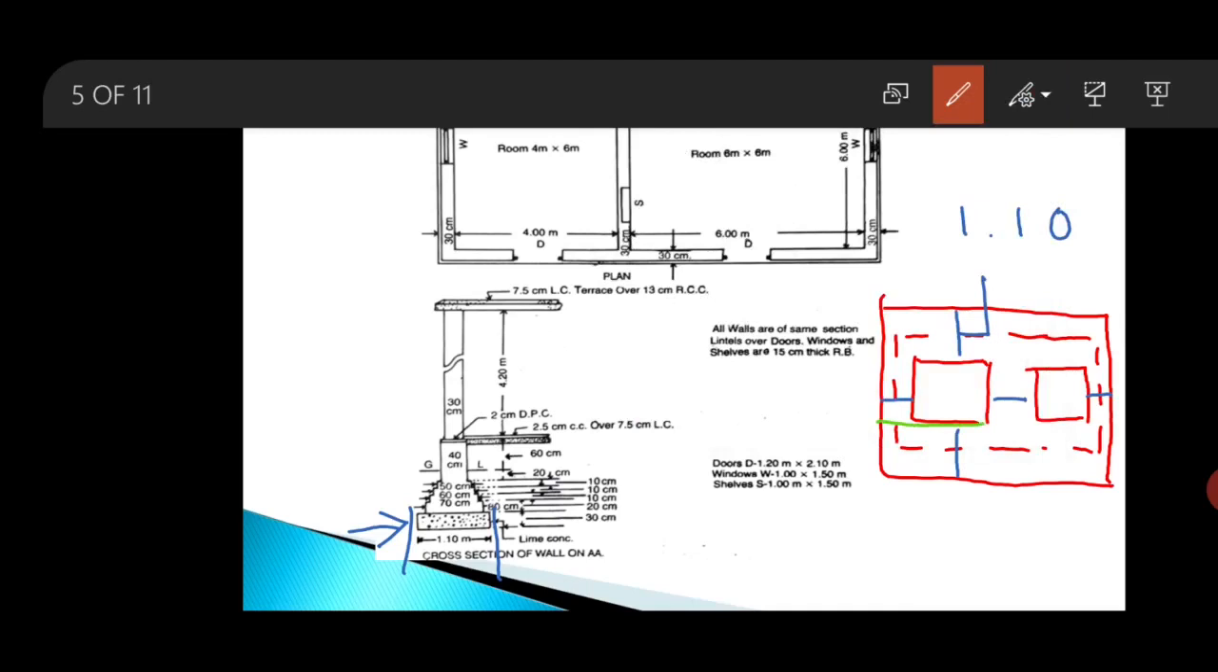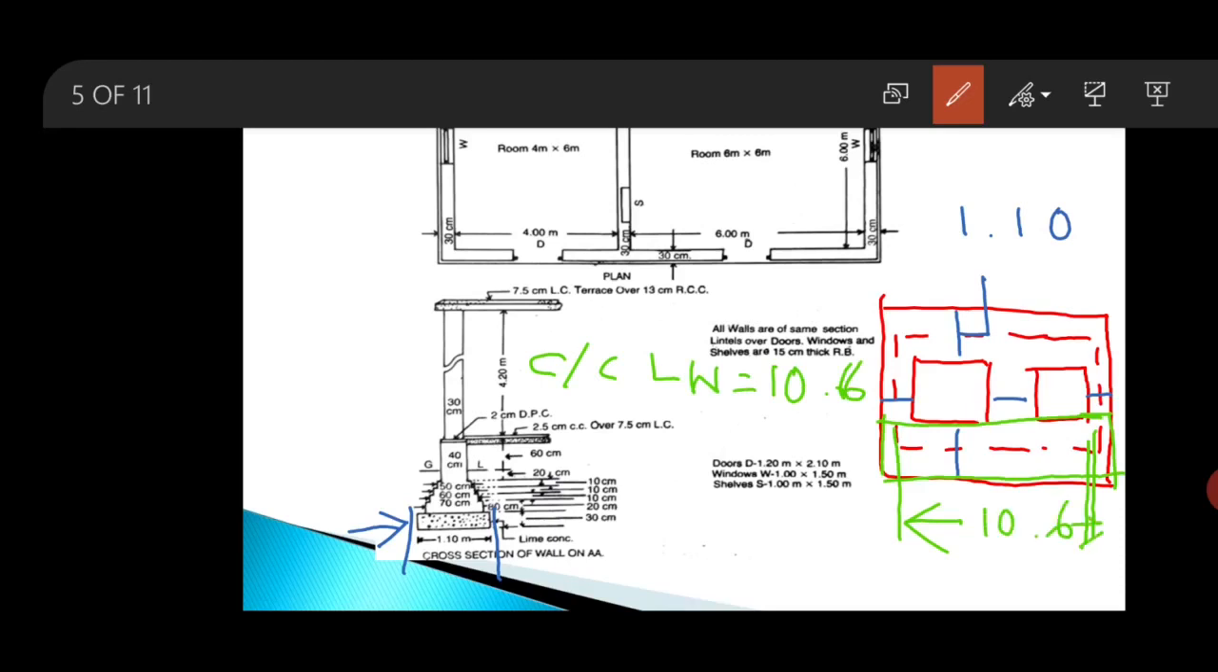Now, we will first go for our cement concrete work in foundation along long wall. This is the center to center length along long wall. As we have already found out, this center to center length along long wall is 10.6 meter. So, this length is 10.6.